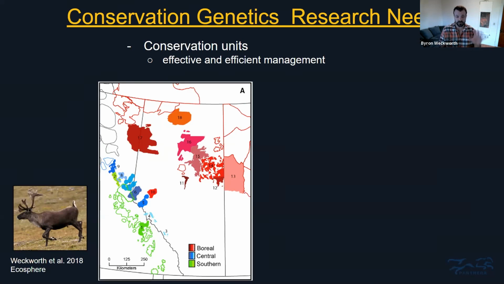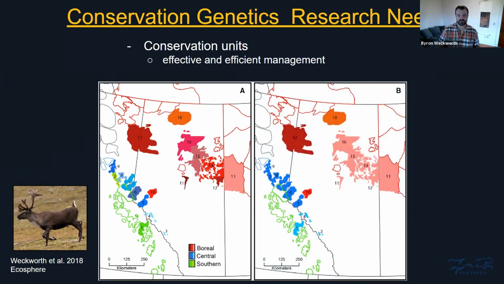So just to pull you into this real quickly, these are caribou populations across an area of Western Canada. And they're currently managed as 18 different units. So each of these polygons has a different management strategy from the other. Yet, if you were to look at what are the actual genetic relationships, what are the meta-population dynamics among these different populations, you see that they probably, versus 18 different units, should be managed as 6 different units. And that would be much more effective and efficient management, both when we think about the application of monetary resources, but also time and effort on the ground.